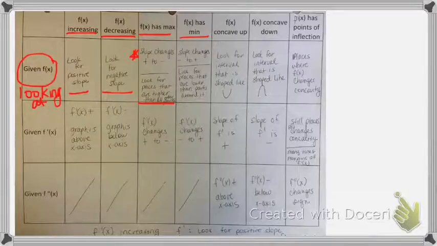Concave up, you're looking at intervals where the graph has that shape. You just sort of have to figure it out based on the graph. Same thing about this one. Points of inflection are places where concavity changes.